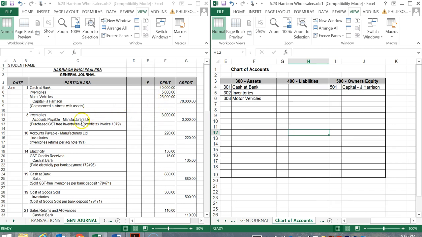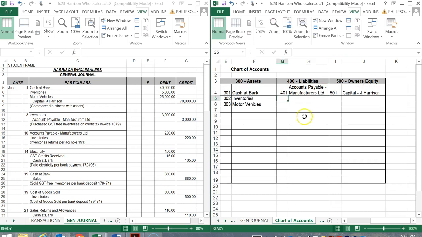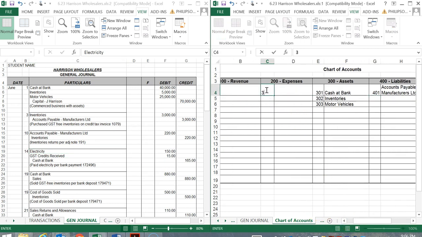Inventories we've already got. Okay, accounts payable, Manufacturers Limited. So I think we've only got the one accounts payable, so we'll just put accounts payable. Spelling. Manufacturers Limited. Okay, so that's that one. Accounts payable, Manufacturers Limited, got it. Inventories, got it. Electricity expense, we need to add that in. Come over here, 201. Electricity 201.